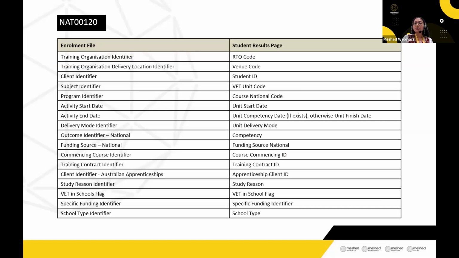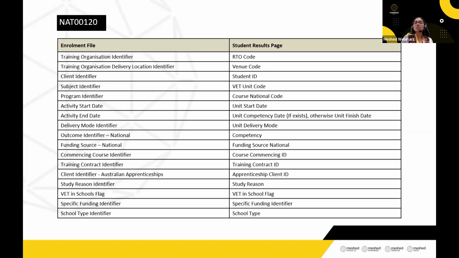The next file that we're looking at now is the NAT 120 or the training activity file. This file combines data from all the previous files that we have talked about and produces a result for unit enrollment activity for the student. As you can see, this file contains information about student unit enrollments, so the data comes from the student results page in the system.